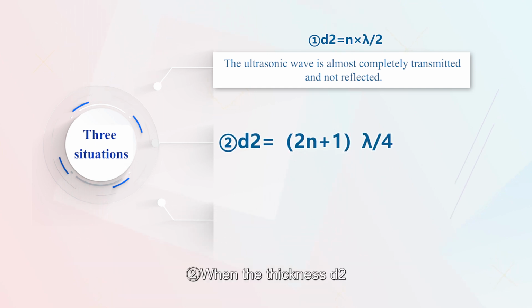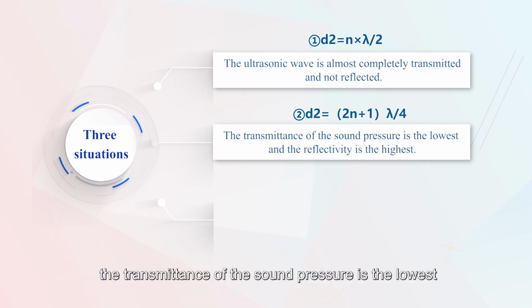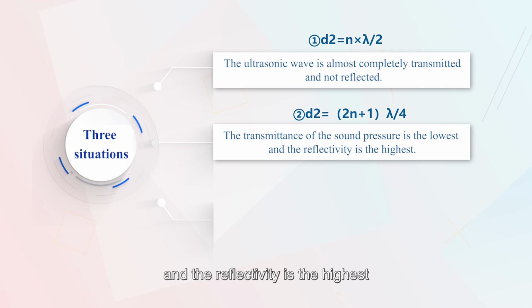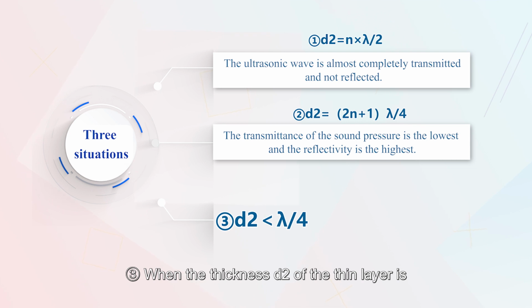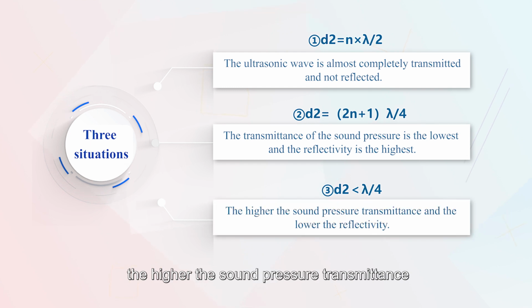2. When the thickness D2 of the thin layer is equal to an odd multiple of the quarter wavelengths, the transmittance of the sound pressure is the lowest and the reflectivity is the highest. 3. When the thickness D2 of the thin layer is less than a quarter of the wavelength, the smaller the thickness of the thin layer, the higher the sound pressure transmitted and the lower the reflectivity.